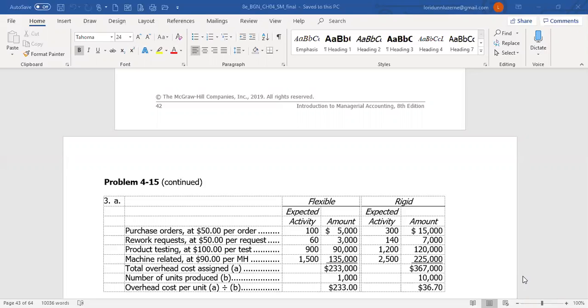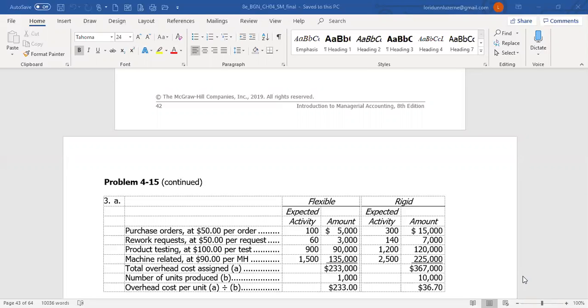And if there are 1,500 machine hours being used for the flexible at $90 per hour, the total cost is $135,000. So of the total manufacturing overhead, $233,000 is assigned to the flexible based on activity. We'll do the same for rigid.